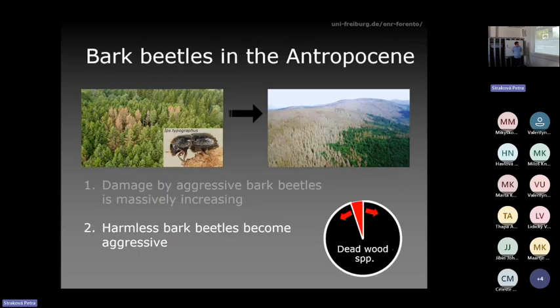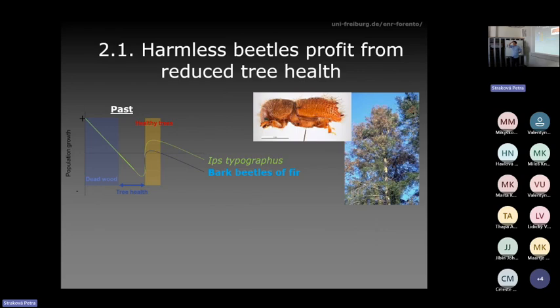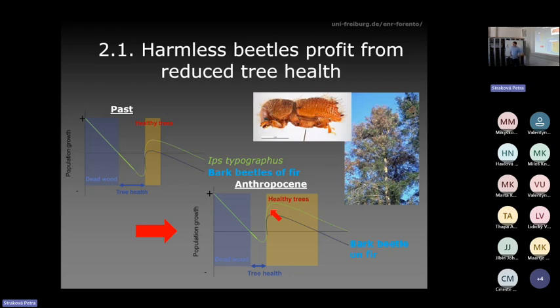Yeah, and about the other phenomenon, harmless beetles become more aggressive. And I think something similar is happening actually. So one example for harmless beetles are fir bark beetles that in the past very rarely were killing trees. And so this is the growth curve that I drew here. So in only very rare cases, when they were in really very high populations, they were able to kill trees. And what's happening now is that, again, the same thing like in Ips typographus, that we have a reduced tree health, and then suddenly these beetles are able to also kill these trees if they are in high enough numbers.